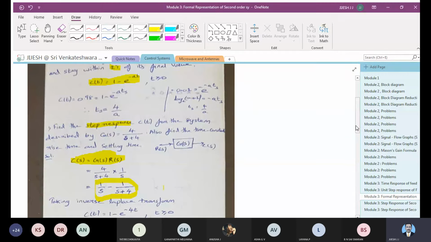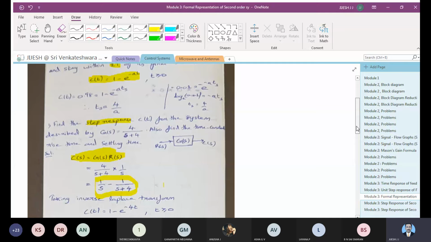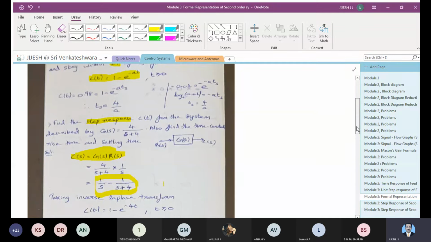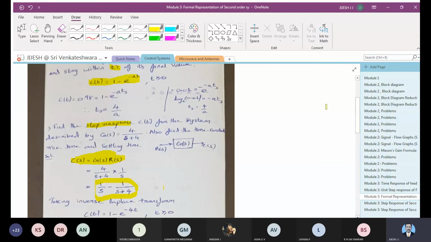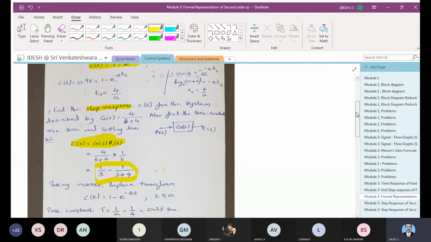So c of t, you will get it as 1 minus e to the power of minus 4t. This is the equation you got. Here, what you should understand is what the actual equation is. c of t is equal to 1 minus e to the power of minus at. Here it is 1 minus e to the power of minus 4t. So what is a here? a is 4. That is what you should understand and then simplify further.